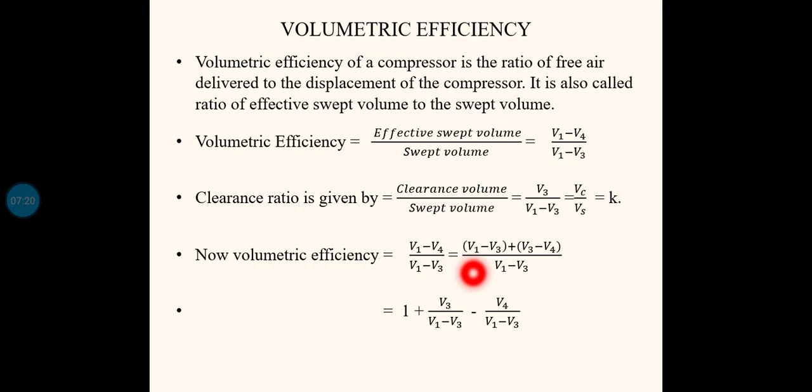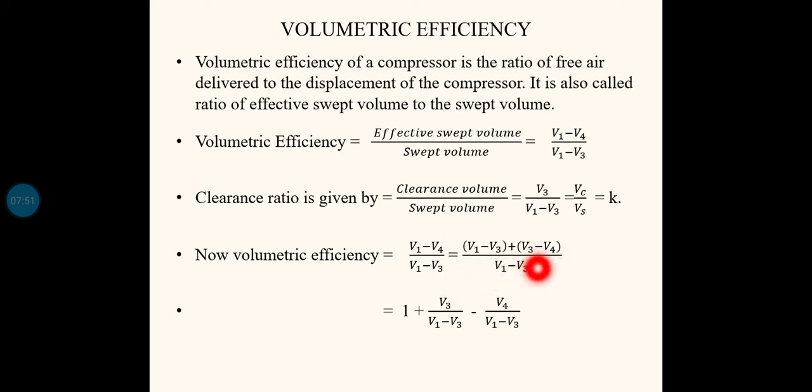This can be rewritten as V1 minus V3 plus V3. See, I am adding a minus V3 here and adding a plus V3, so the sum will be 0. So finally it will be V1 minus V4 only. So V1 minus V3 plus V3 minus V4 all divided by V1 minus V3. See this. Now I am taking the first two terms in bracket and the other one as separate terms. So this becomes V1 minus V3 by V1 minus V3, which will become 1, and the next term is V3 minus V4 divided by V1 minus V3.